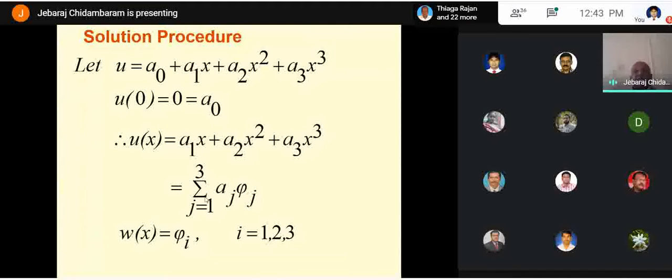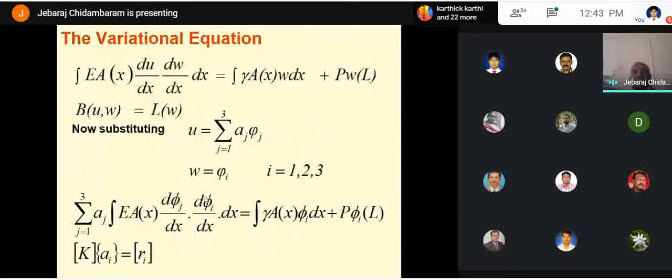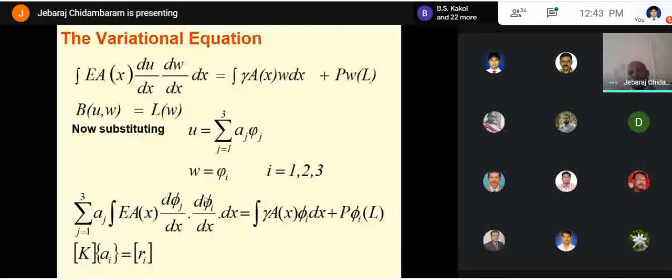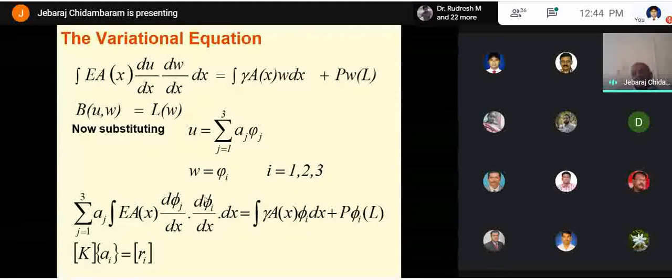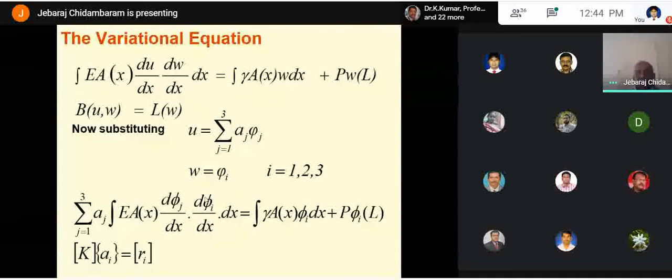So I got my approximate solution, and the approximate solution substituted into the equation, and I got my equation: integral of E A of x into d phi j by dx into d phi i by dx equal to gamma A of x phi i dx plus P into phi i. Left hand side is strain energy, right hand side is work done. P into phi i, plus self weight, is total work done on the right hand side.